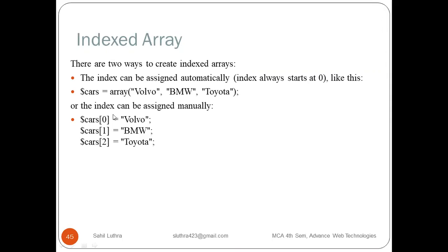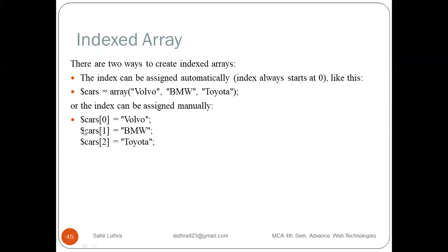After that, the index can be assigned manually. What it means is that you can assign the index value automatically, or you can assign it manually. Here we see that $cars at the 0 index, the first value is Volvo, because we know that the array always starts from 0. So the index value of Volvo is 0.